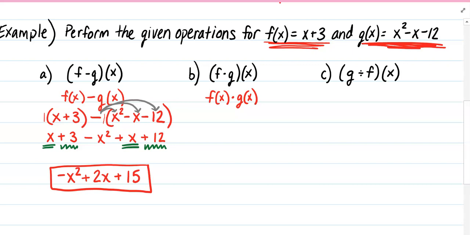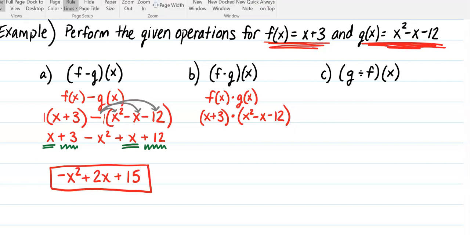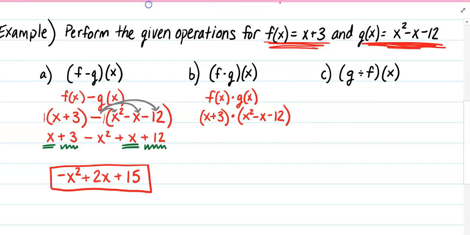All right? So we have f of x times g of x. Again, I'm going to use parentheses, so that's x plus 3 times x squared minus x minus 12. All right, this is the kind of problem where I'd have to distribute. I have to distribute the x to the x squared, to the negative x, and to the negative 12, sorry. And then I have to distribute the positive 3 to all three pieces as well.